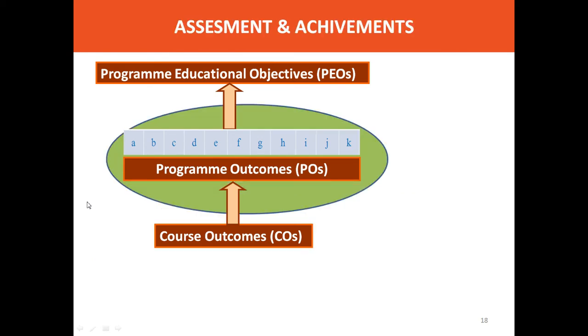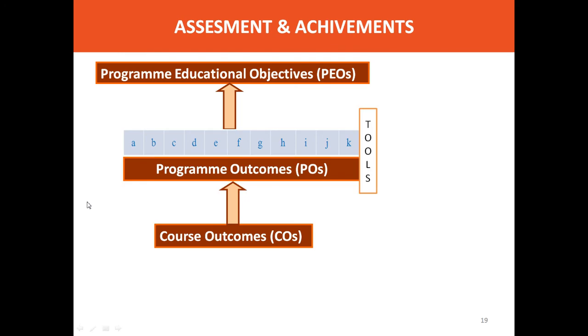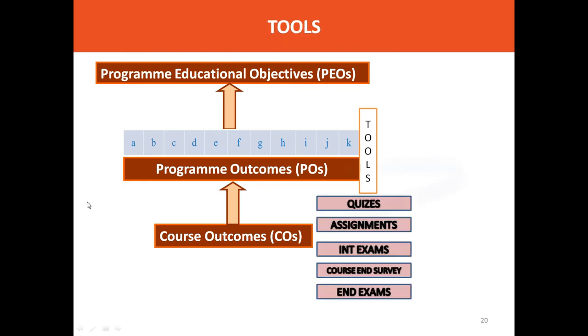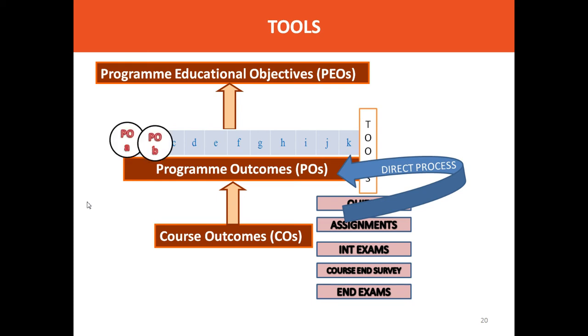Next, once we attain the values of course outcomes, we know the level of attainment of course outcomes. Then we have to determine the attainment level of program outcomes, PO8 to K. These course outcomes are nothing but the direct process to measure the program outcomes.